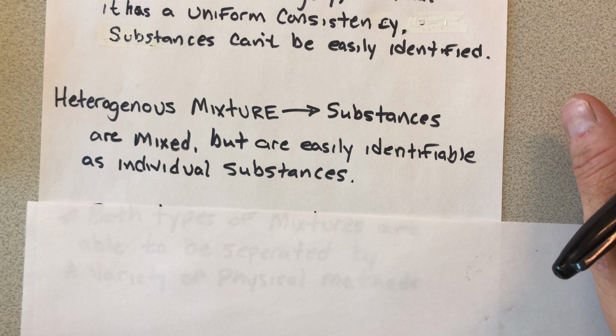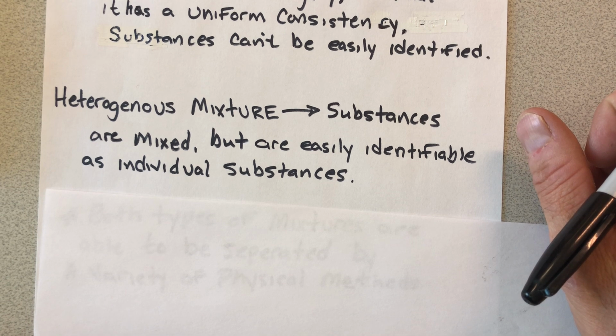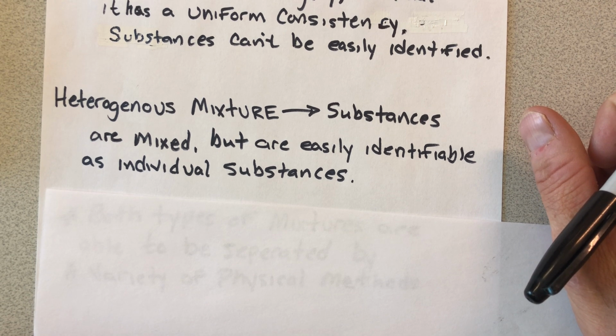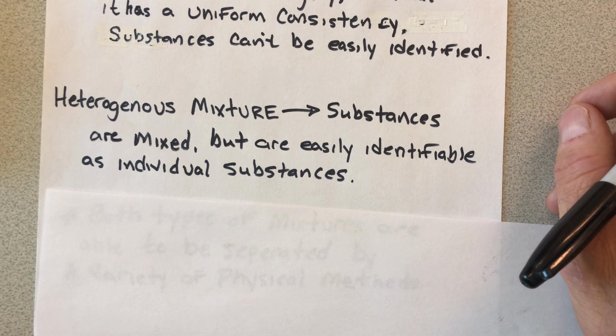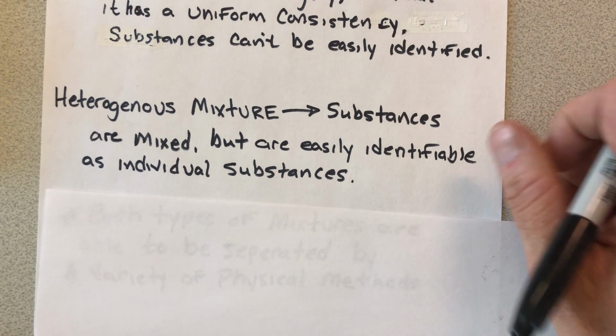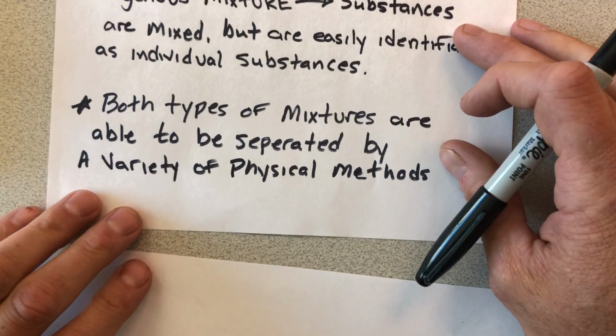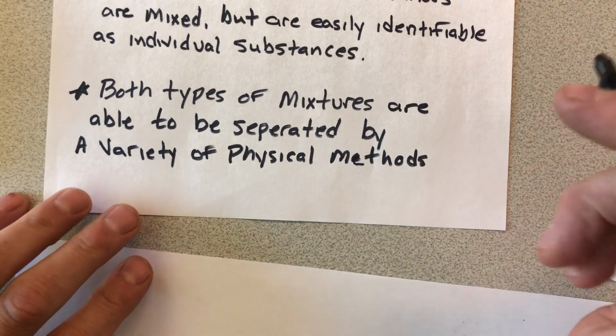Gosh, these are all over the place. I always talk about rice and beans, for example. You can easily tell the difference between rice and beans. And if you have a bowl of that in front of you, that's a heterogeneous mixture where it's not totally uniform in consistency. There's beans in one place, rice in another place. You could easily separate the two. And both types of mixtures can be separated.